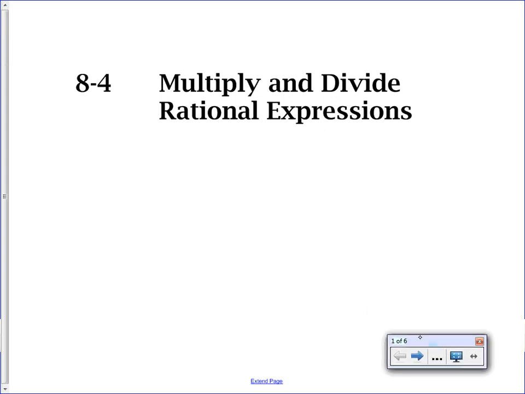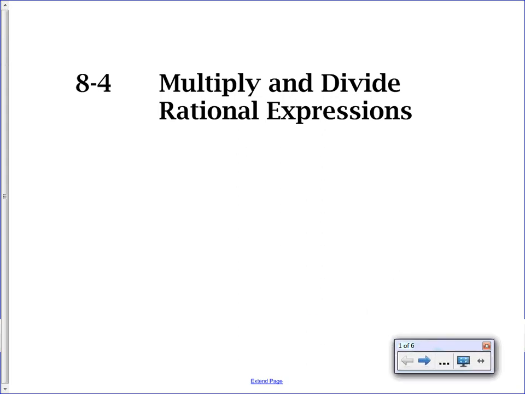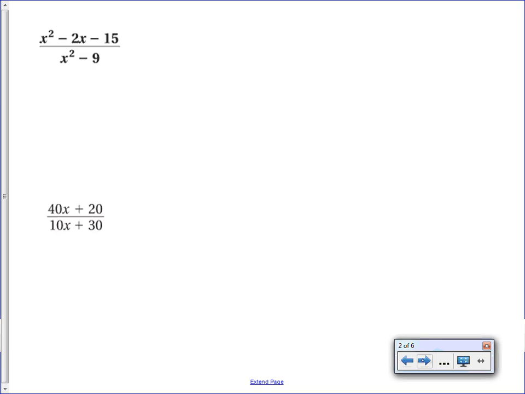This video is about multiplying and dividing rational expressions. We're actually going to start by just learning how to simplify a rational expression. So you know by now that a rational expression means it's got a fraction with x on the numerator and the denominator, or sometimes just in the denominator.